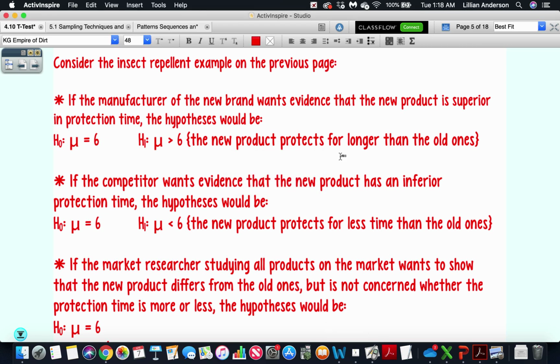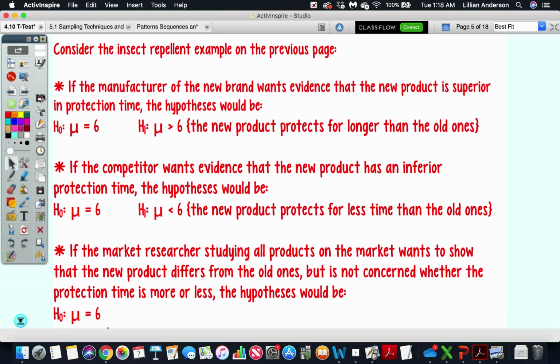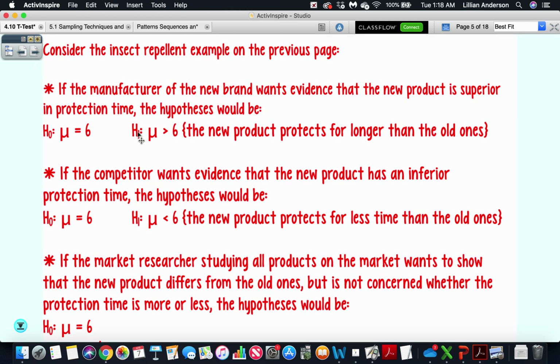If the question said the competitor wants evidence that the new product has an inferior protection time, the hypothesis would be, again, the null would be mu equals 6. That's always how it is, always mu equals mu sub 0. But the alternative hypothesis would be mu is less than 6, because if the new product is inferior, that means it doesn't protect as well as the old product, so the new product protects with less time than the old product.